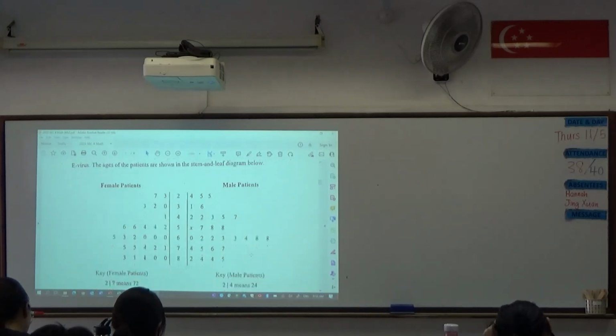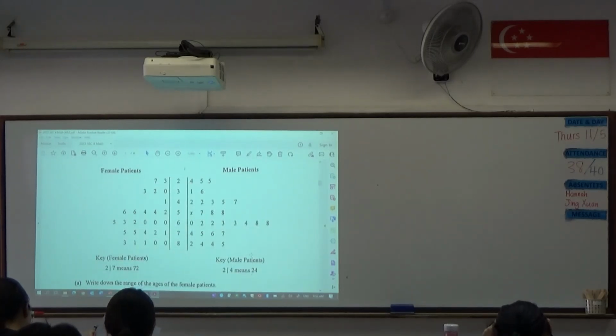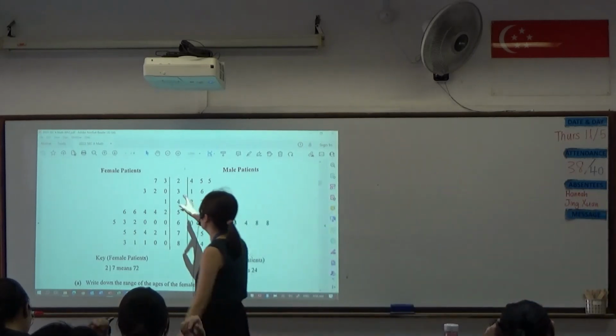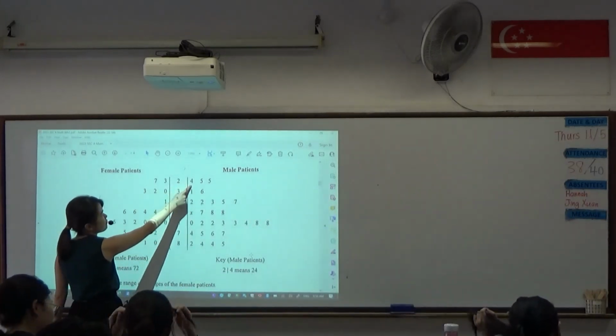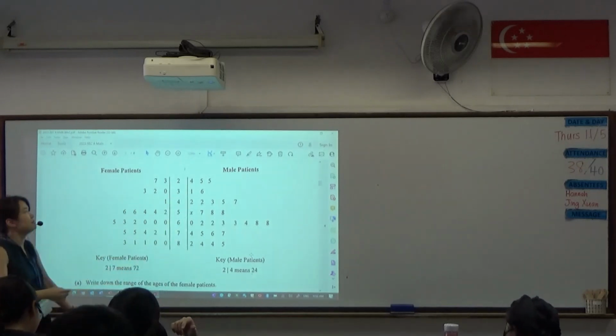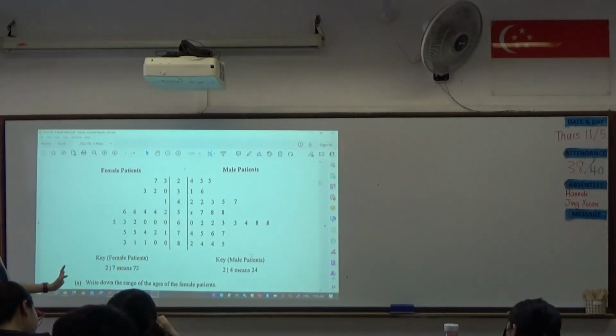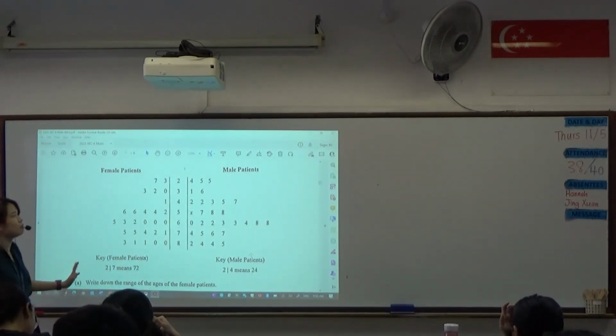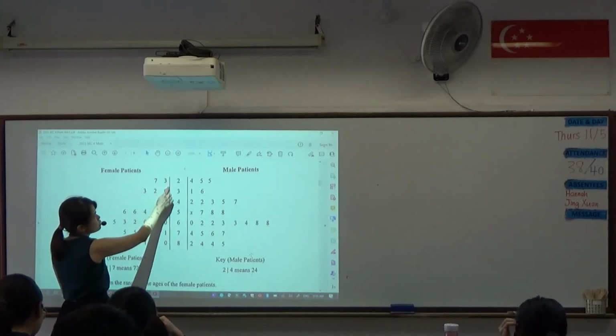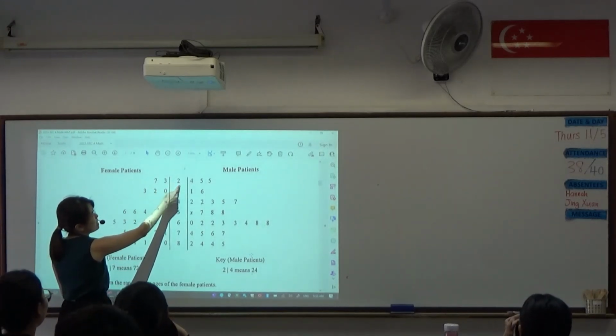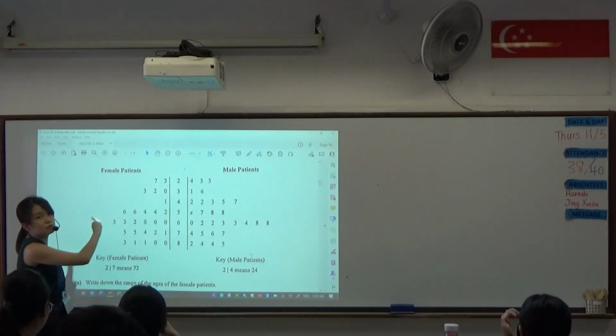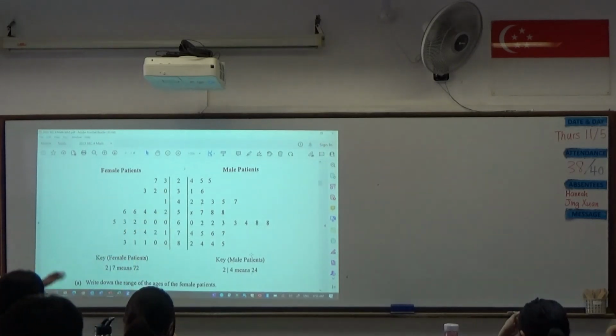Reading the male patients' ages isn't that difficult because we usually read from left to right. So 2|4 is 24. However, it is the left side for the female patients that we need to be careful with. This is 3|2 and it is read as 23. So we read from right to left instead for the left-hand side.